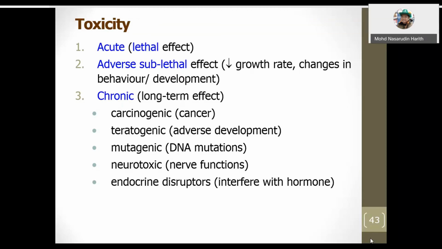There are some categories of long-term effect or chronic. For example, carcinogenic, which can cause cancer, is a teratogenic that can give adverse effect in development. Mutagenic can cause DNA mutation. Neurotoxic can cause problems in nerve function and endocrine disruptors that can interfere with hormone.